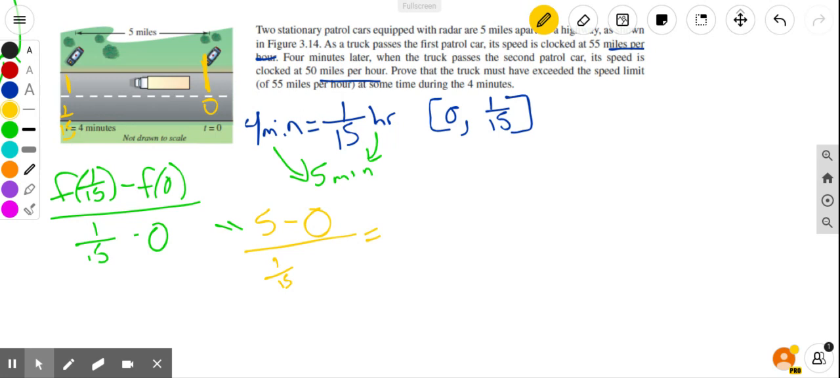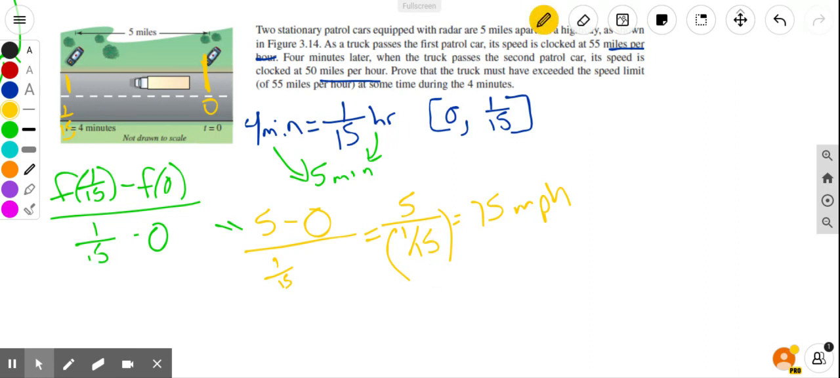So essentially, I have 5 divided by 1/15, which comes out to 75 miles per hour. And if you're not sure how I got that, just work through it, and if you type this in a calculator, make sure you type it in like that, because you're dividing by 1/15 of an hour, not by 1 and then by 15. Okay.